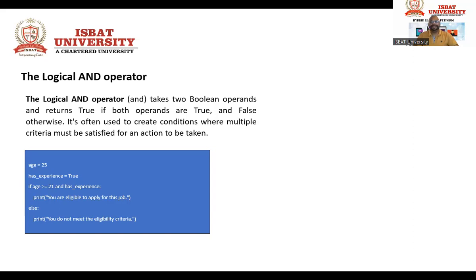So I've shared a sample screen, a sample program code. You can see here age is 25, and on the right-hand side, we are checking whether the person is eligible for applying for the job. So this is how it comes out.